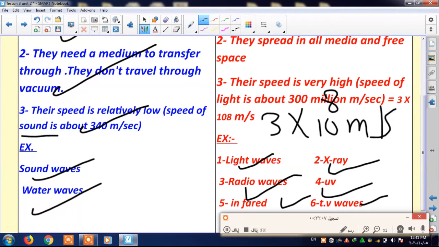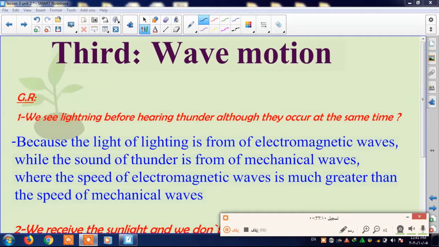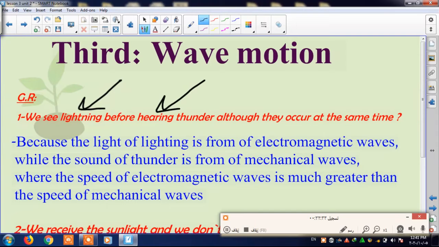Okay? So when I ask you to give a reason why we can see lightning before hearing thunder, although they occur at the same time: because lightning is an electromagnetic wave, doesn't need a medium to propagate through, and has a high speed, 3 times 10 to the power 8 meters per second, so it can be observed faster than thunder, which is a mechanical wave. It is a sound wave, a mechanical wave that needs a medium to propagate through, and it has a relatively low speed, 340 meters per second. Okay? The second question.